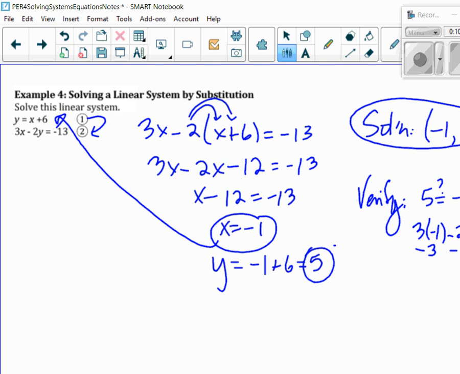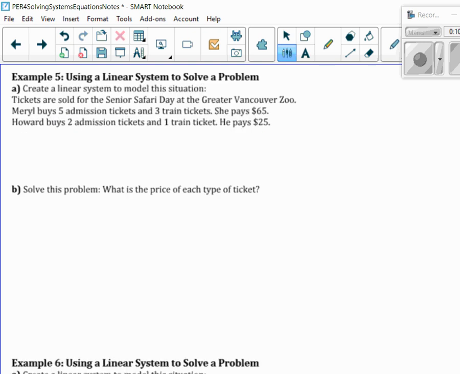Very good. So now we're going to go to word problems, it looks like. So again, the hardest thing is coming up with the equations. Okay, so create a linear system to model the situation. Make sure you tell me what the variables represent.